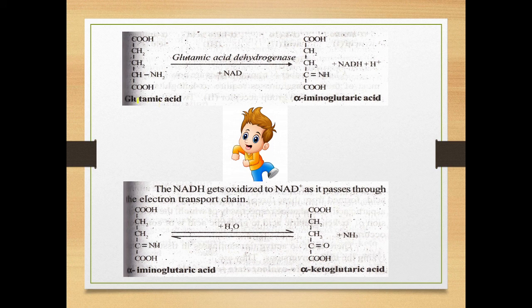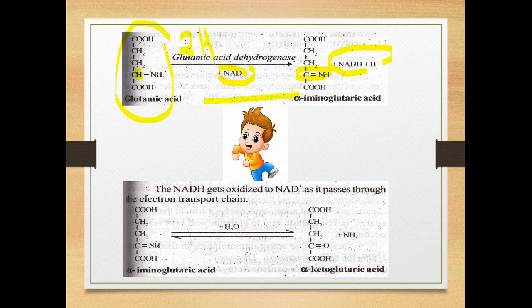One of the examples is glutamic acid. This is the structure of glutamic acid, and the first step is oxidation, where glutamic acid dehydrogenase removes two hydrogens from here. The two hydrogen atoms are removed and accepted by NAD, and the NAD becomes NADH. So the glutamic acid becomes alpha iminoglutaric acid.